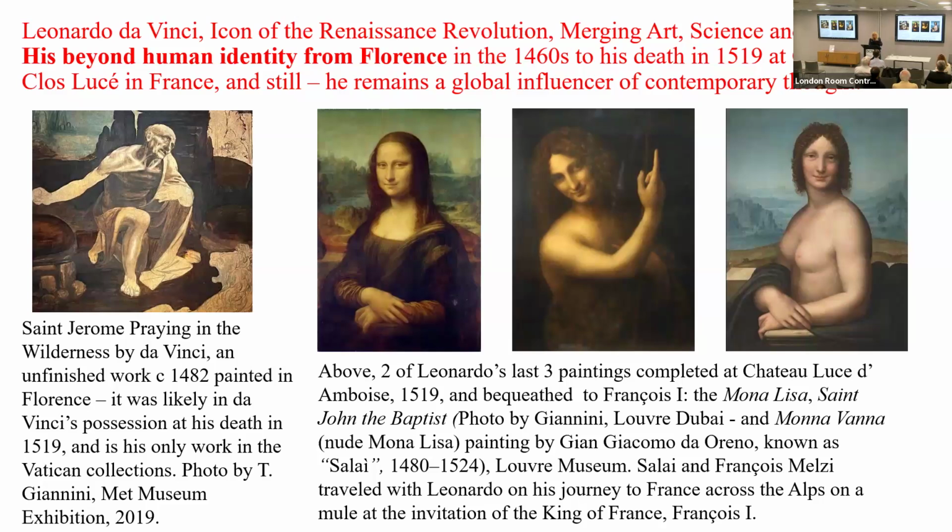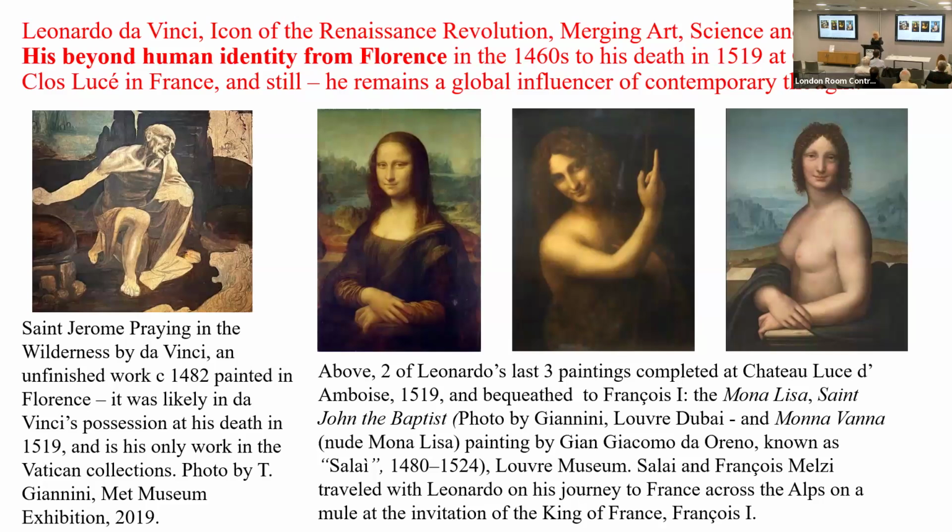So these two paintings, the Mona Lisa and the St. John the Baptist, Leonardo took with him to France and finished at the chateau, which was a gift to him by the King of France, Francis I. That was the end of his life.